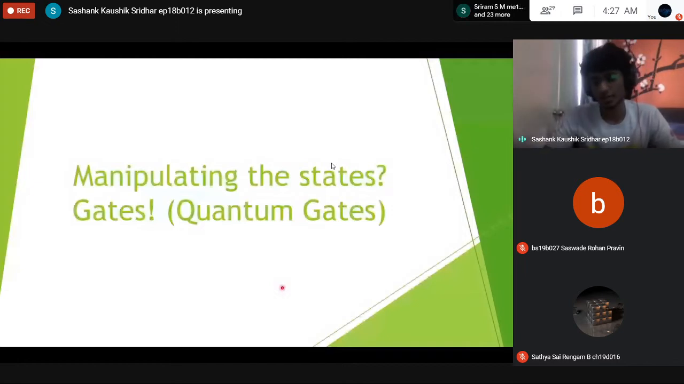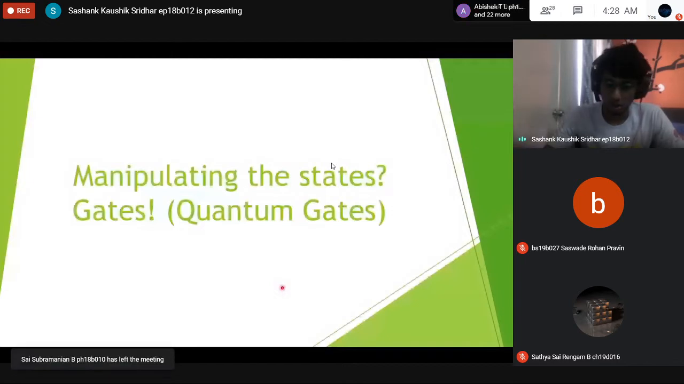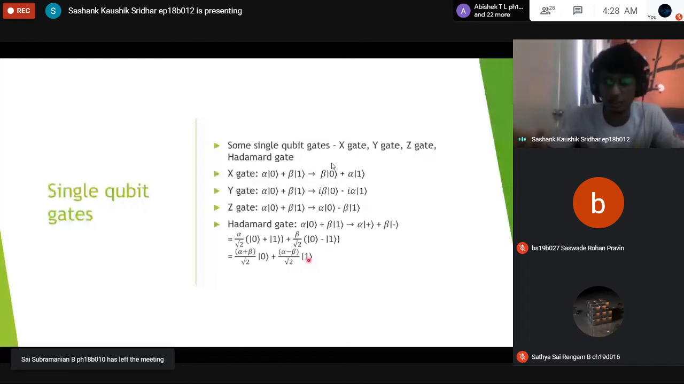Lastly, there's the Hadamard gate, which takes alpha 0 plus beta 1 to alpha plus beta minus. So it changes it to this generalized form that I've written here: alpha plus beta by root 2 times 0, plus alpha minus beta by root 2 times 1. All good? So these are very basic operations. They're essentially linear transformations that you're applying to vectors here.